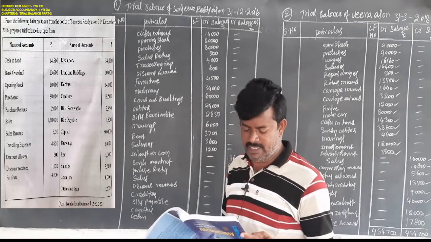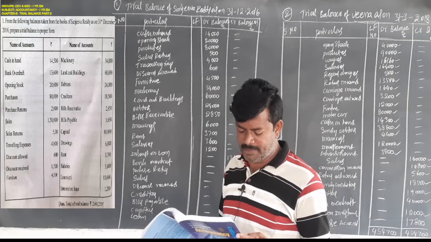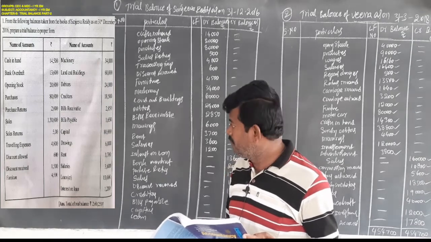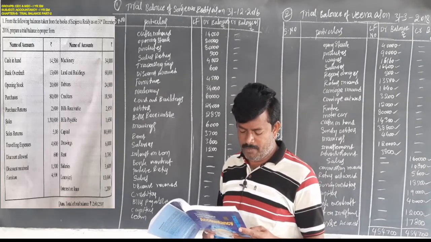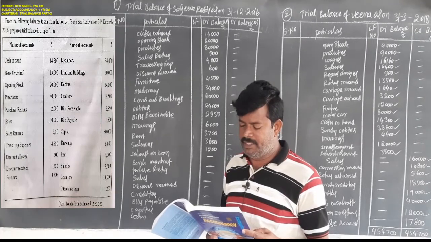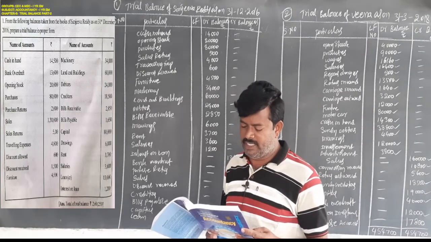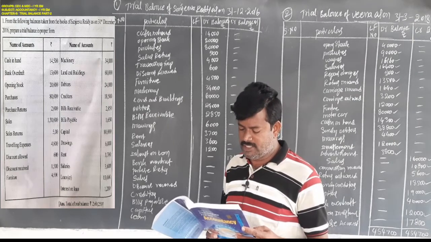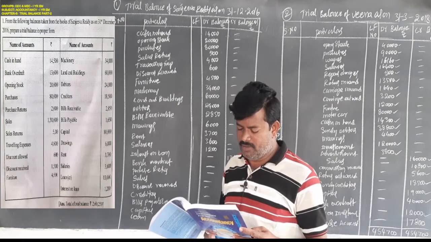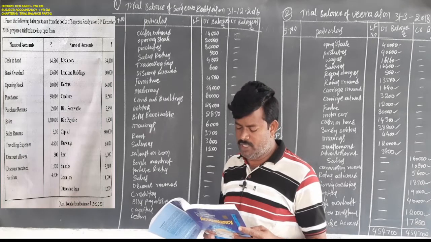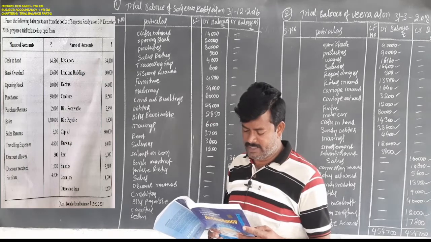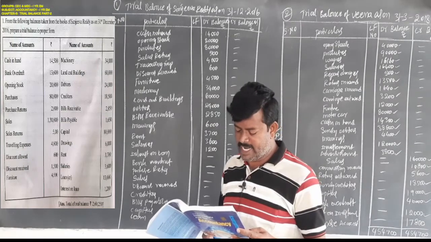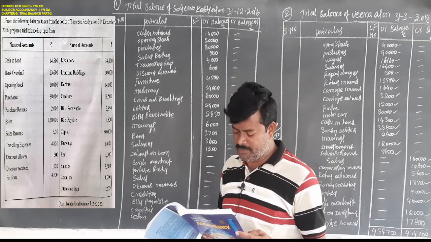sales credit side, sales returns debit side, traveling expenses debit side, discount allowed debit side, discount received credit side, furniture debit side, machinery debit side, land and building debit side, debtors debit side, creditors credit side, bills payable credit side, bills receivable debit side, capital credit side, drawings debit side, rent debit side, salaries debit side, loan credit side, interest on loan expenses debit side.